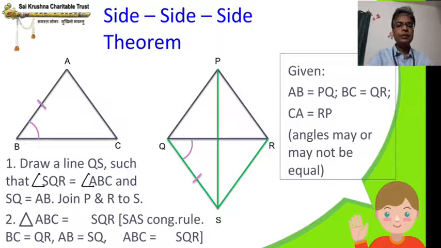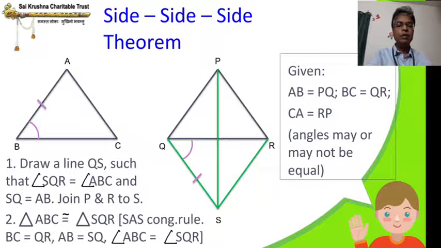The second step: triangle ABC is congruent to triangle SQR. Let me read the line and explain again. This is as per SAS congruence rule. The reason is BC equal to QR. Why? It is already given. See on the right side, within given, BC equal to QR is already given. AB equal to SQ is how we have constructed. In the previous step we constructed AB equal to SQ and angle ABC equal to angle SQR.